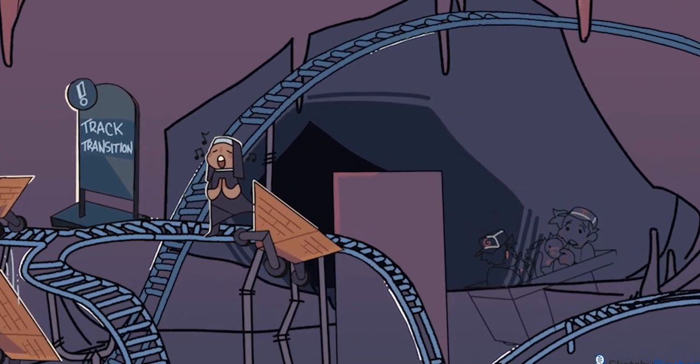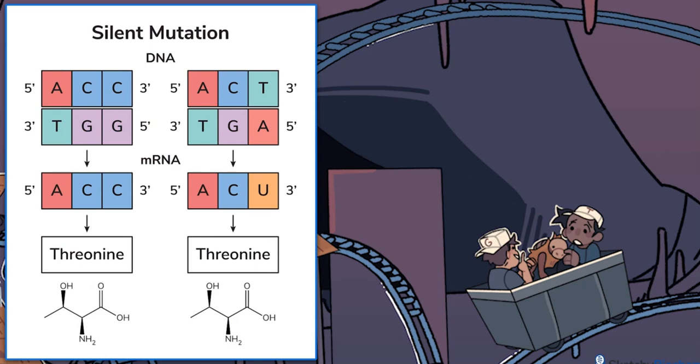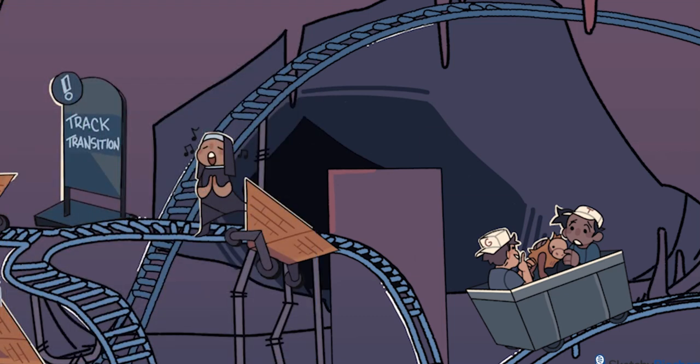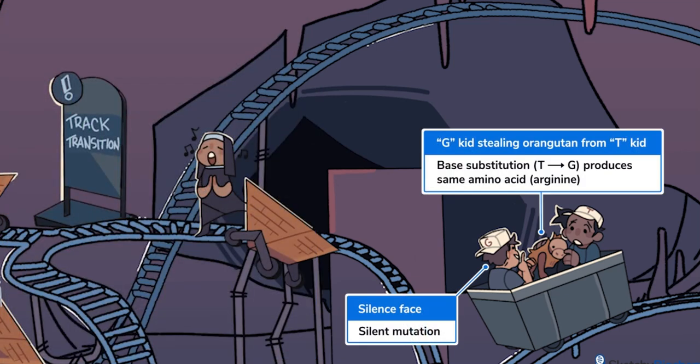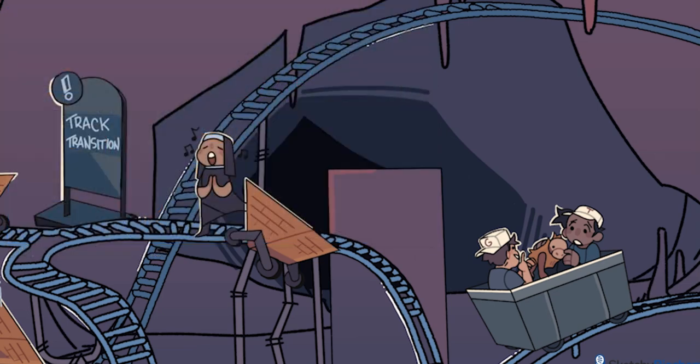A silent mutation happens when a base substitution produces the same amino acid. It's called silent because you wouldn't be able to tell there was a mutation just by looking at the protein sequence. Brayden, why can't you keep your hands to yourself? Now give back the stuffed animal and don't silence your brother. Silent mutations often occur in the wobble position. To learn more, wobble on over to the RNA structure and function sketch.